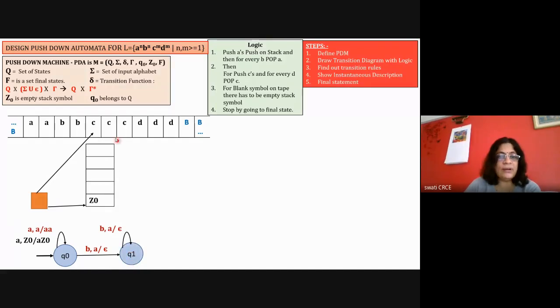Now in the state Q1, it will get C comma Z0. So C comma Z0, it will go to the state Q2, and C is added onto the stack. Now in Q2, C comma C, it will be a loop here. So in Q2, C comma C will be double C, the last two symbols of the stack. Now C comma C again, so the same transition will work. C comma C is equal to double C. So these last two C's will be there.